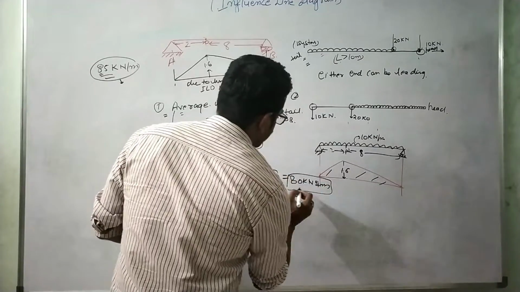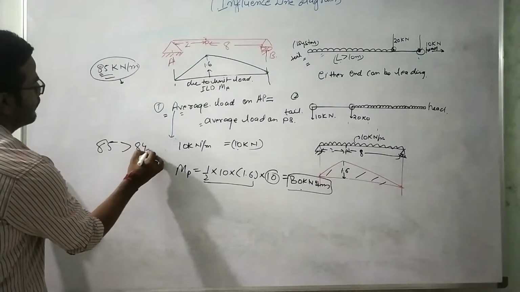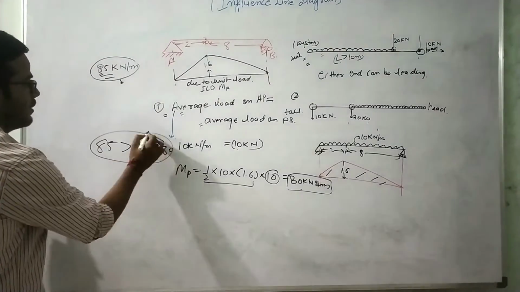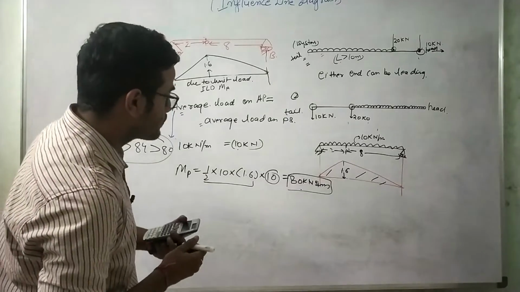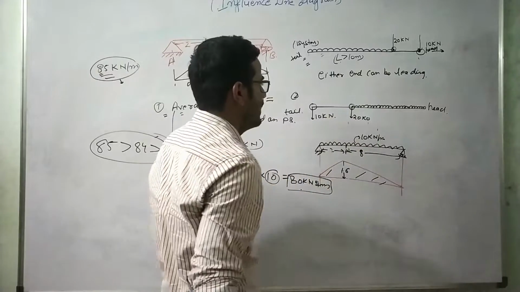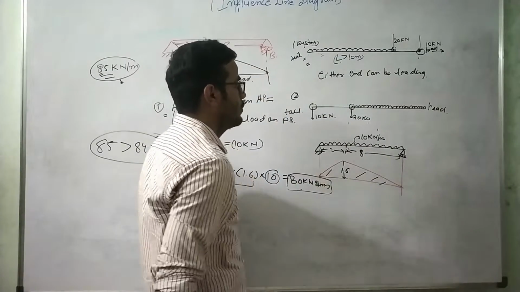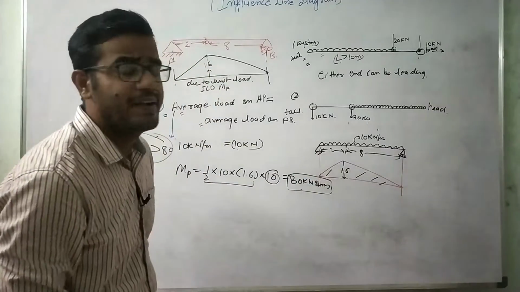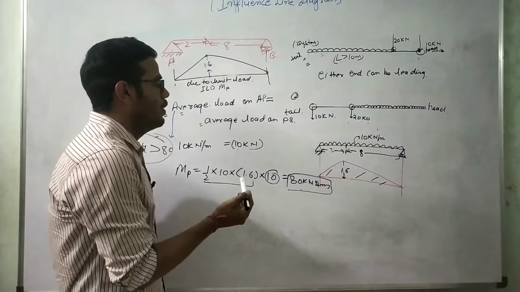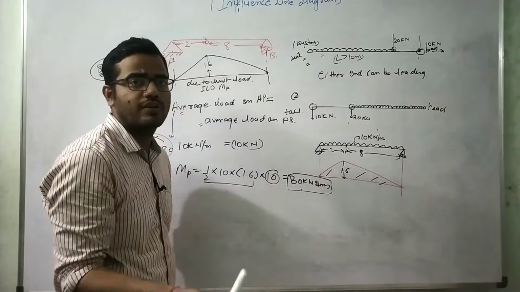So this is our least critical case. Previously it was 85, then 84, then this is 80 kilonewton meter. So this is the way you solve the problem where we have point loads and UDL acting in the same beam. This is the way you solve this problem, by taking the concept that the average load on the left side of the point should be equal to the average load on the right side of the point.